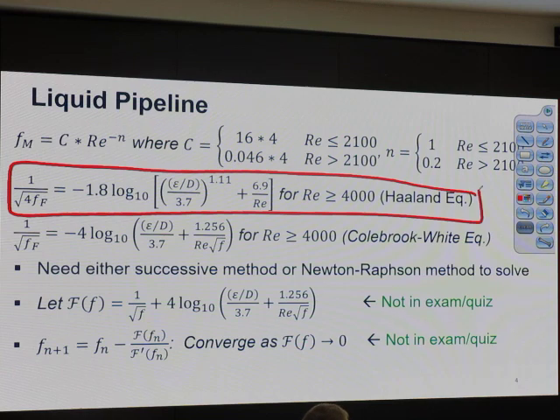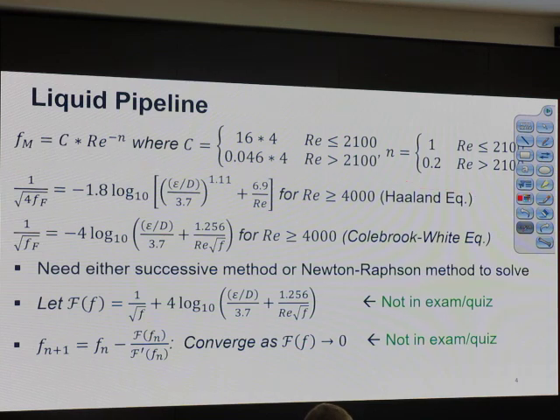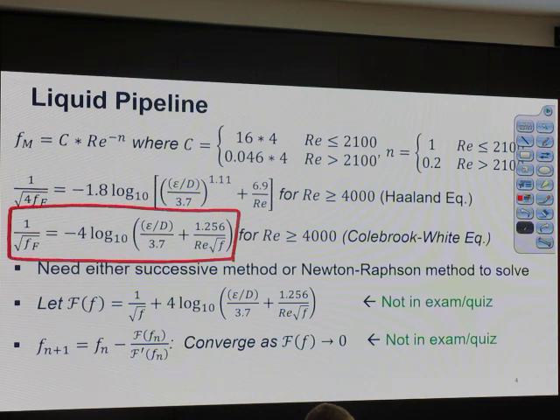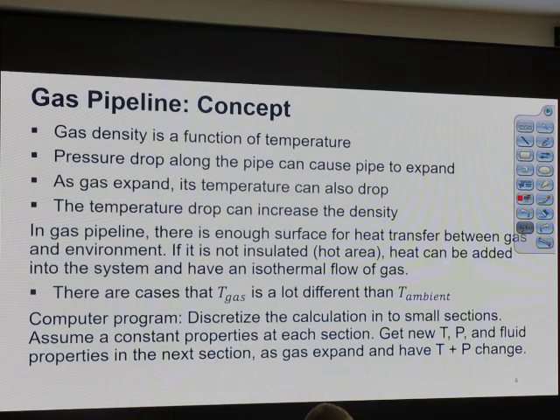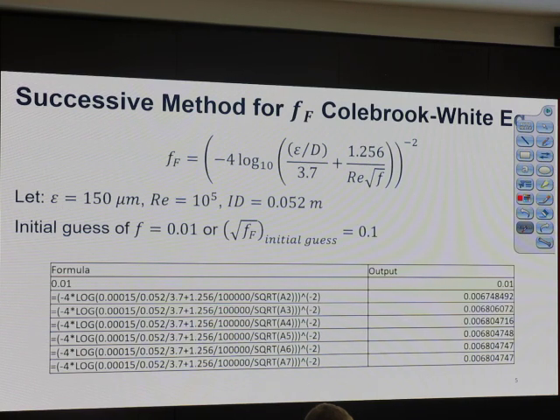Okay. This is a Holland equation, explicit form. You put everything in, you get the answer out. Okay. No iteration is needed, and it's accurate. But this one is more accurate. Okay. This one is more accurate. Very accurate. If you do it in Excel, okay, there's a way to do the iteration. How do we do iteration in Excel?